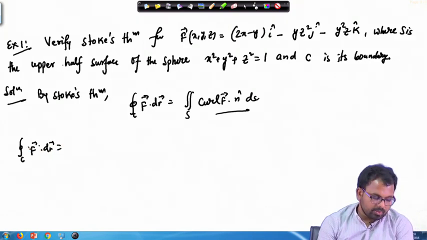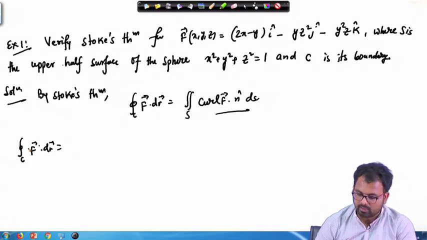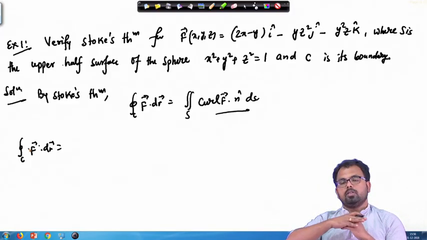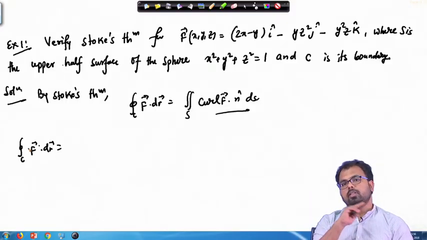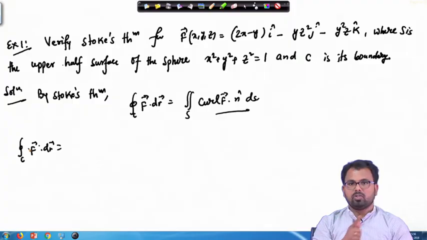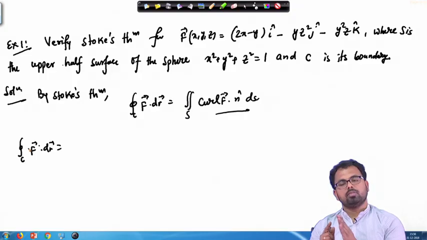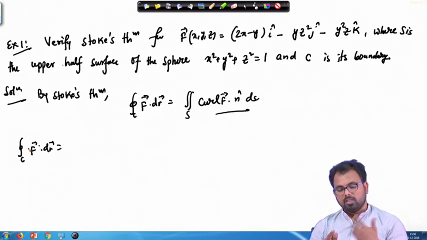Here C is the boundary in the xy plane, and we are considering the z equals 0 part, from z equals 0 to z equals 1. If C is the boundary in the xy plane, then it is basically that circle. If you walk along that circle in the anti-clockwise direction, your surface is falling on the left hand side. So, that makes sense.